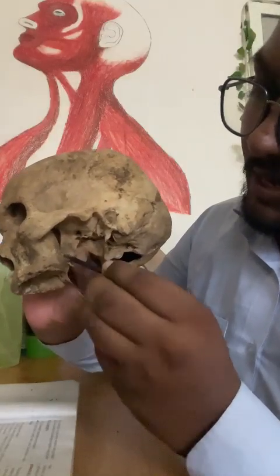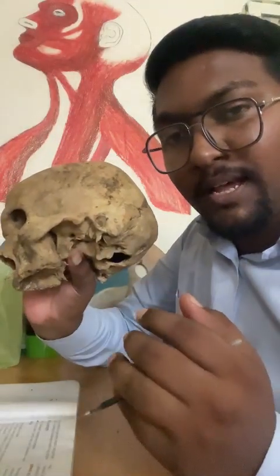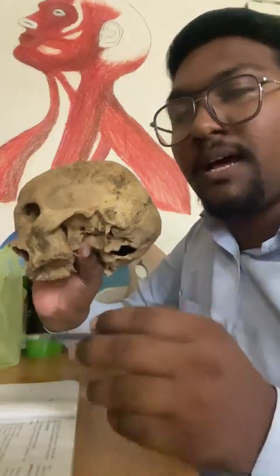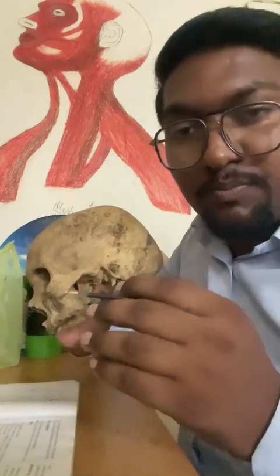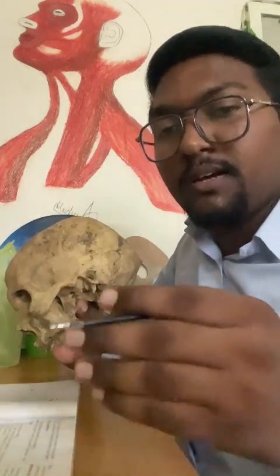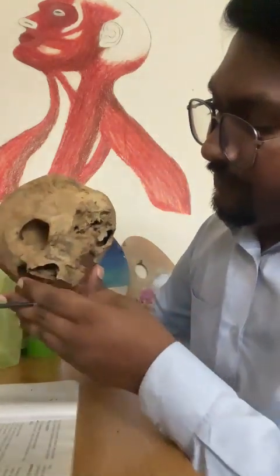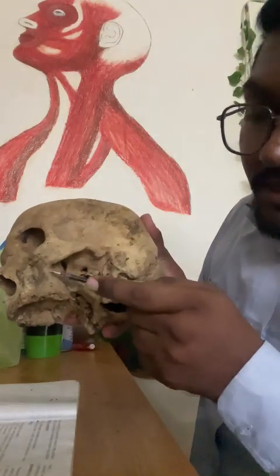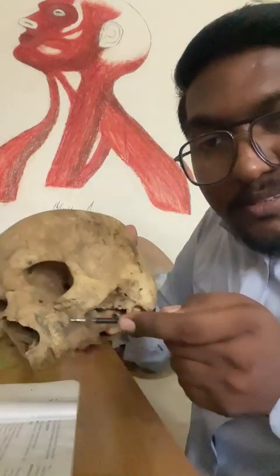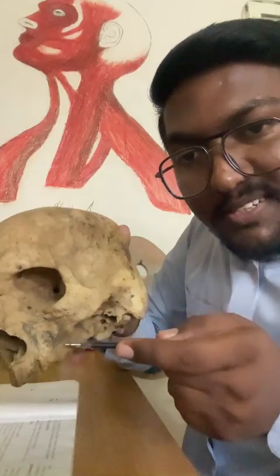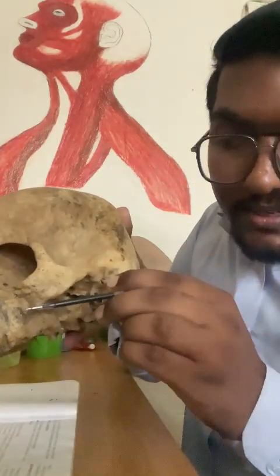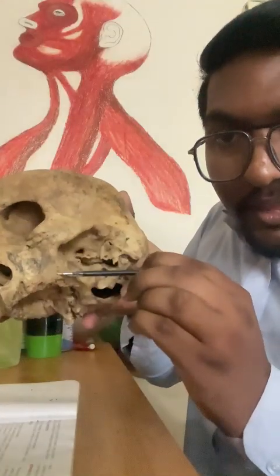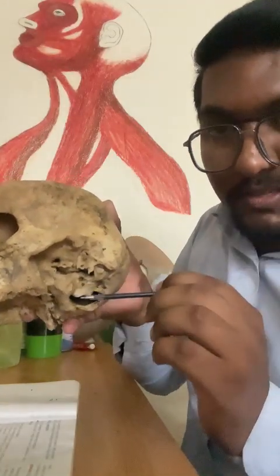posterior surface of the maxilla, here we can see two to three canals for the posterior superior alveolar nerve. And here we can see the zygomatic process. It separates the anterior surface and the posterior surface. It descends downwards at the area of the first molar tooth. This is about the posterior surface.